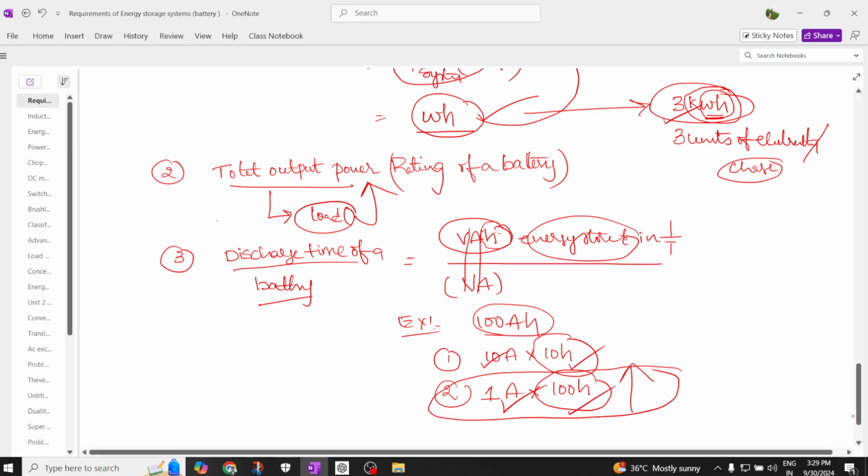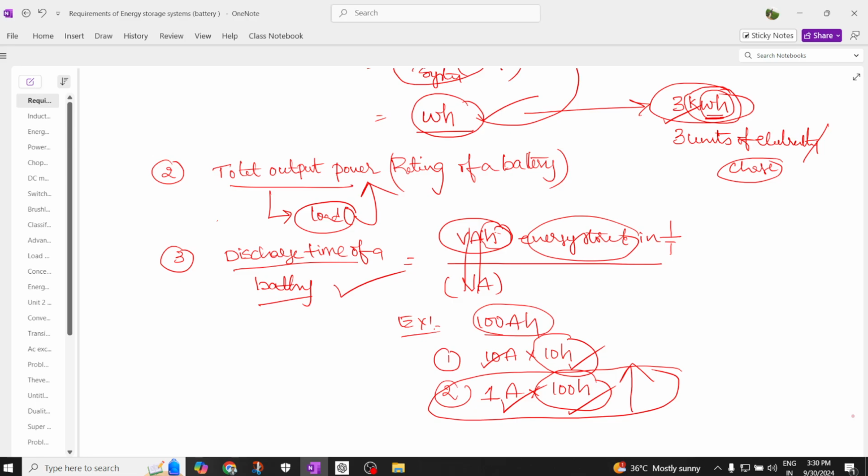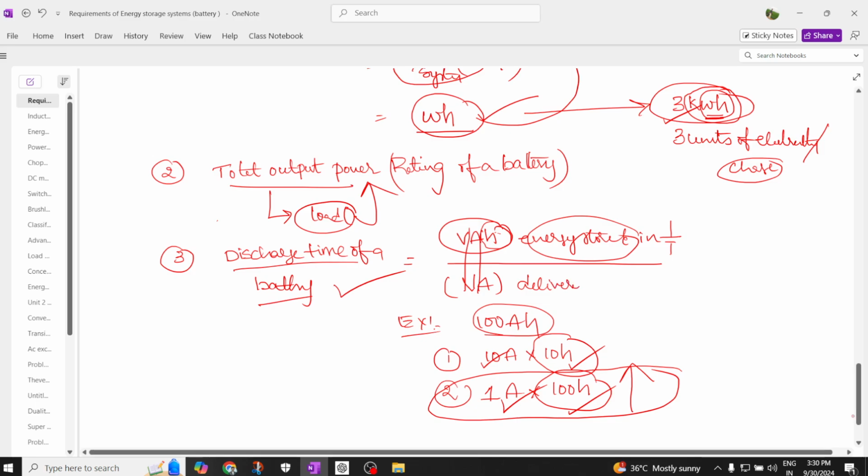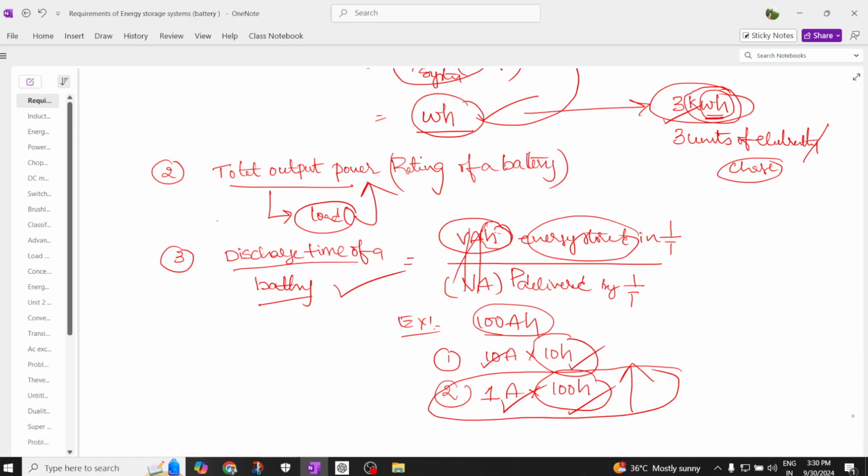So the energy stored in a battery is volt ampere hour divided by the power delivered by the battery. The power rating is volt ampere, so volt ampere gets cancelled out. That's how we calculate the discharge time of a battery.